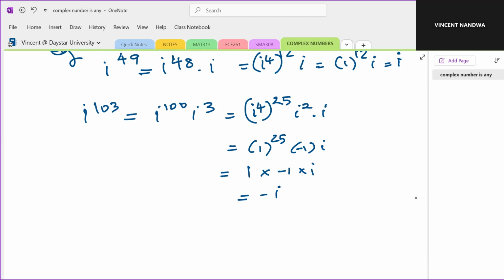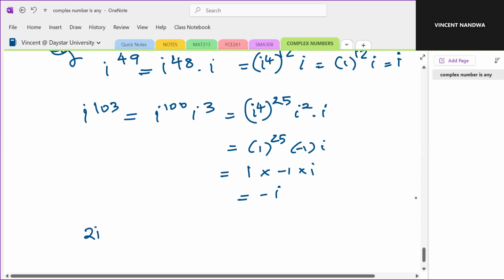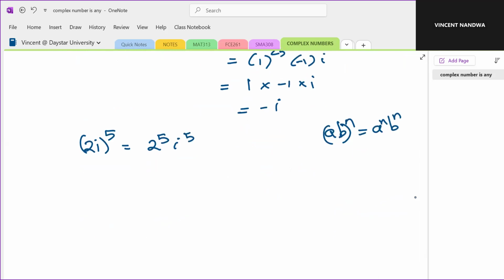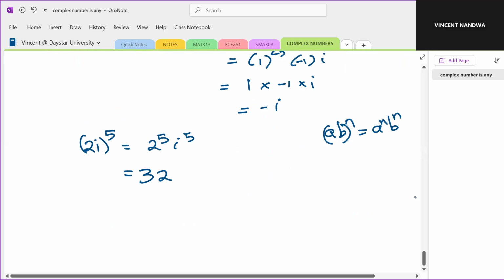And when you're asked to say, maybe find the value of 2i power 5, then it's the same as 2 power 5 times i power 5. Because you remember from laws of indices that ab power n is the same as a power n, b power n. So 2 power 5 is 32. Then i power 5 is the same as i power 4 times i. So this will be 32 times i power 4, which is 1, times i. So this just gives us 32i.